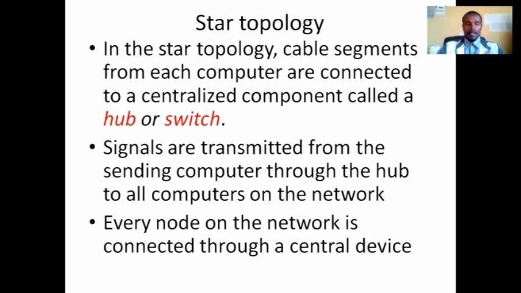In the star topology, cable segments from each computer are connected to a centralized component called a hub or switch. So each computer in this topology is connected to a central device called a hub or switch. Signals are transmitted from the sending computer through the hub to all computers on the network. So data sent from one computer passes through the switch, the hub, or the central device and is then delivered to the receiver or the other nodes. Every node on the network is connected through a central device.